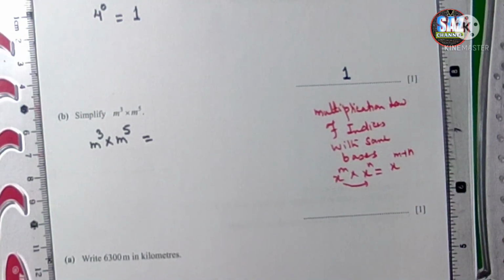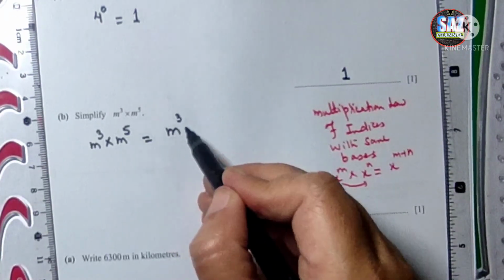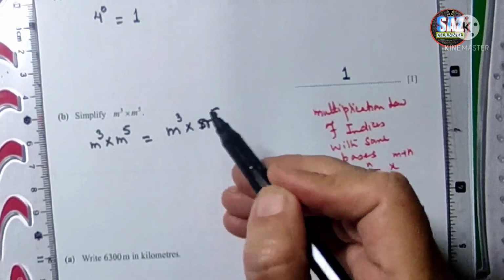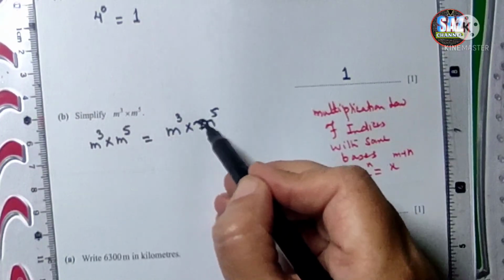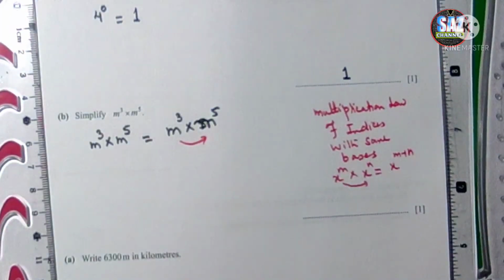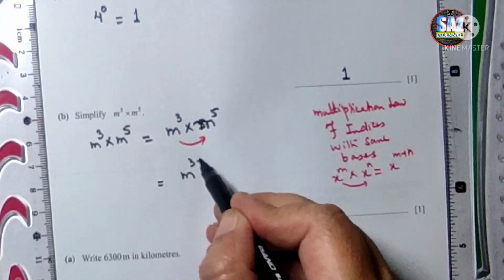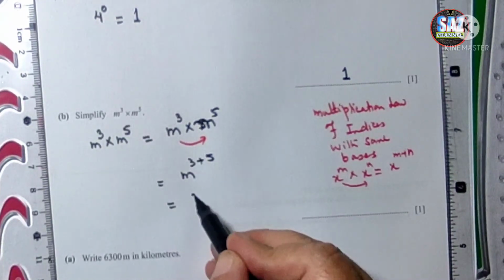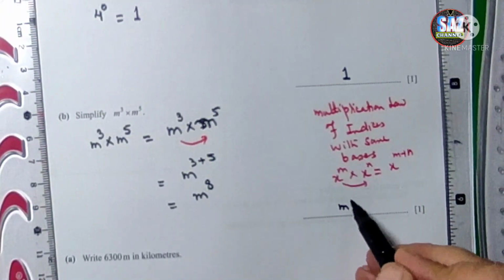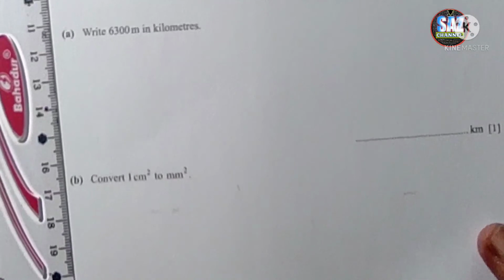According to that rule, we have two numbers with the same base, m raised to power 3 multiplied by m raised to power 5. Bases are same, so we write the base once and add up the indices, m raised to power 3 plus 5. So m raised to power 8. For paper 1, you have to just focus on the concepts and the rules, and the paper will be really easy for you. Moving to the next question.